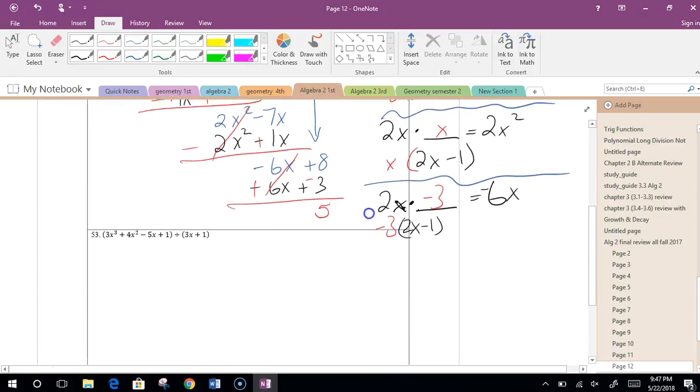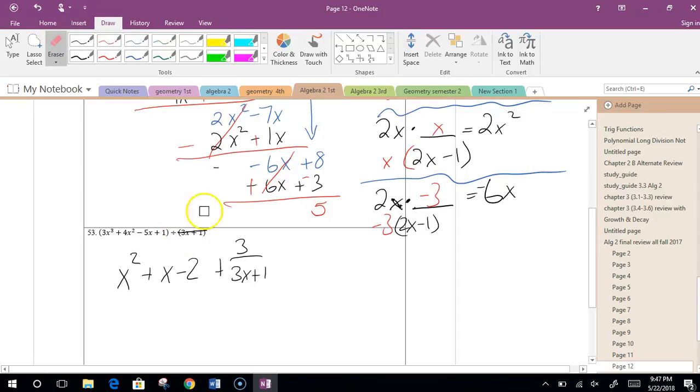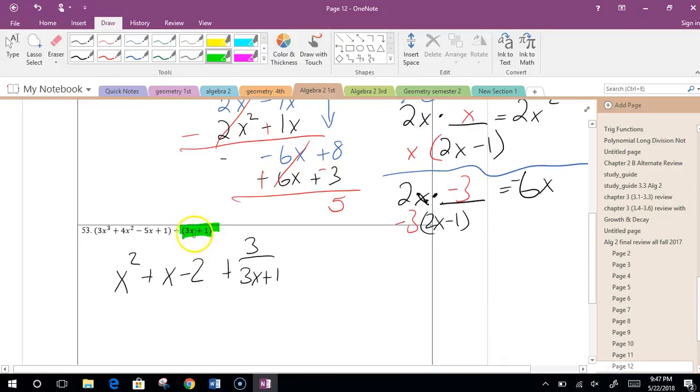So you would follow the same process for problem number 53, but 53, again, has a remainder. You should have come up with x squared plus x minus 2 plus 3 over 3x plus 1. Again, the only time you really need to be comfortable doing long division is if this divisor, the one we highlighted in green, has an x with an exponent higher than 1, or when it has a leading coefficient other than 1. You are trapped kind of into doing long division.